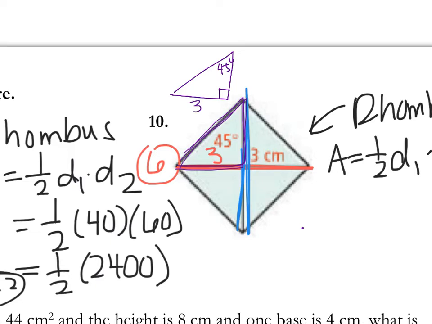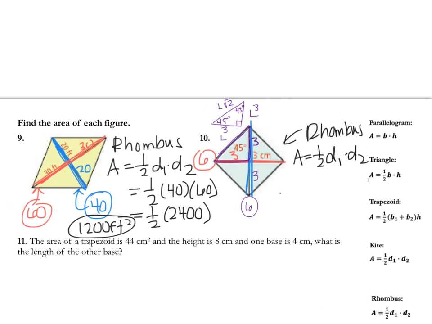So you need to recognize back from last chapter that this is a 45, 45, 90 triangle. So this is going to be leg, leg, leg radical 2. So I'd actually know that this other leg over here is also 3 because of the 45 degrees. Those have to be equal. And this is 3, which means this other diagonal is actually 6 as well. So the area is going to be 1/2 of 6 times 6, which is 1/2 of 36, which is 18 centimeters squared.